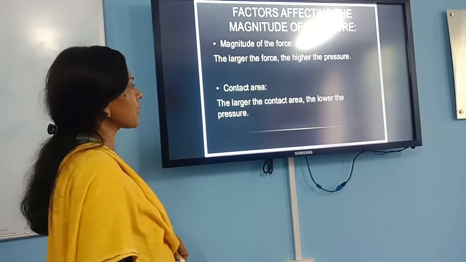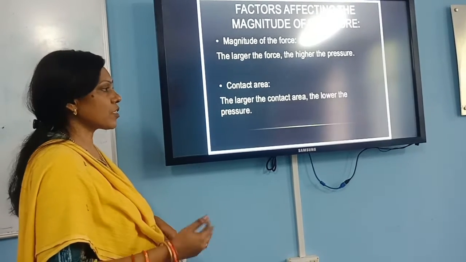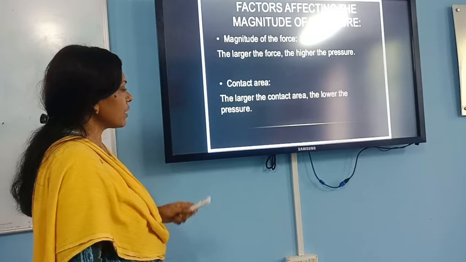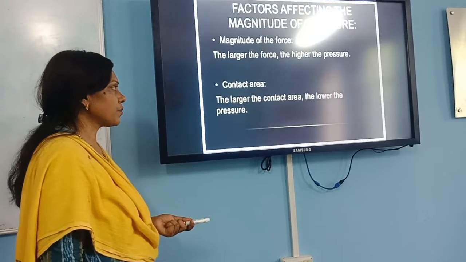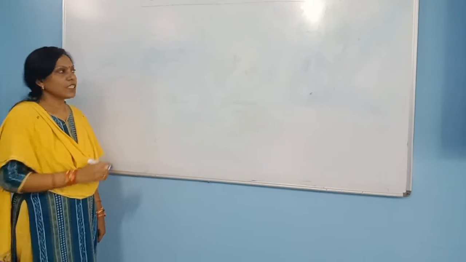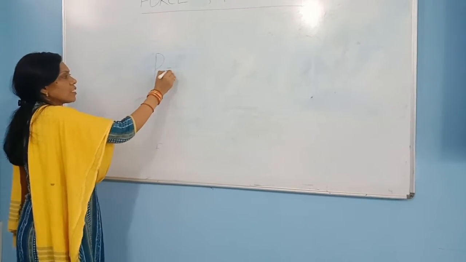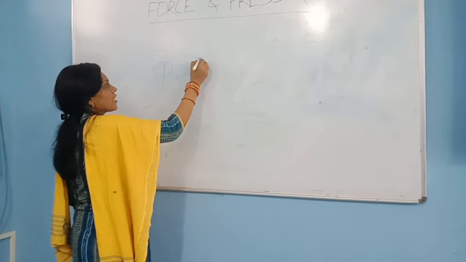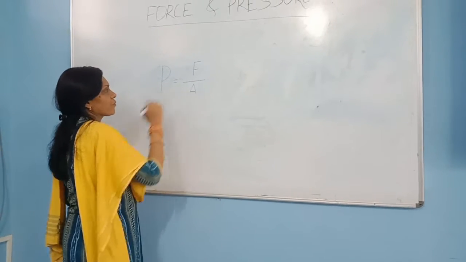Factors affecting the magnitude of pressure. If the magnitude of force is more, then the pressure becomes more. The larger the force, the higher the pressure. Then the contact area: the larger the contact area, the lower the pressure. If pressure is denoted as P, then pressure equals the force acting on unit area, where force is denoted as F and area is denoted as A.